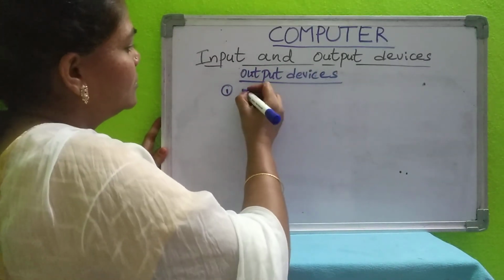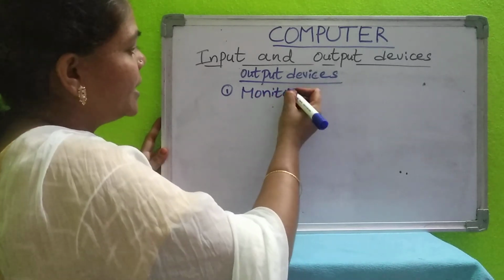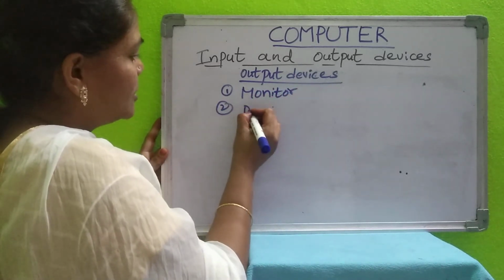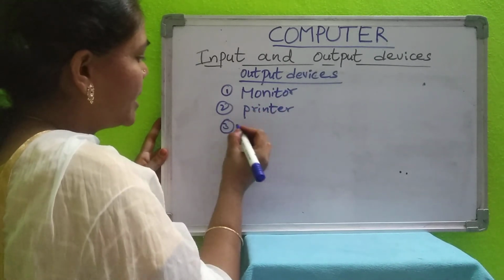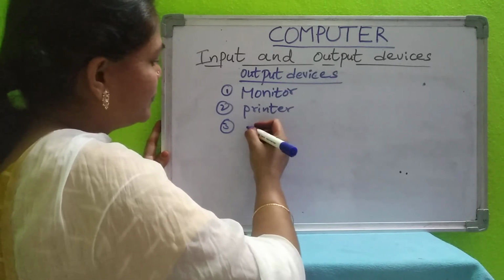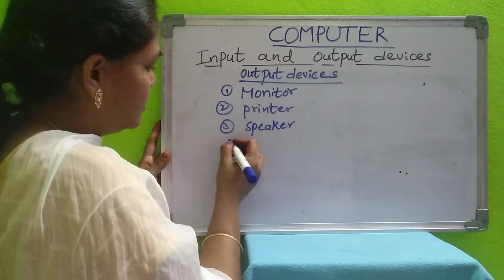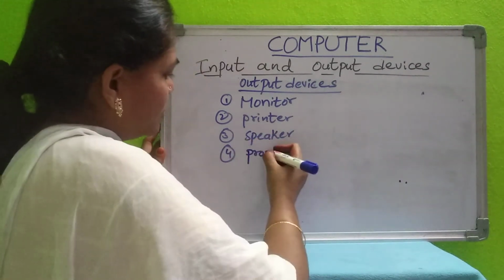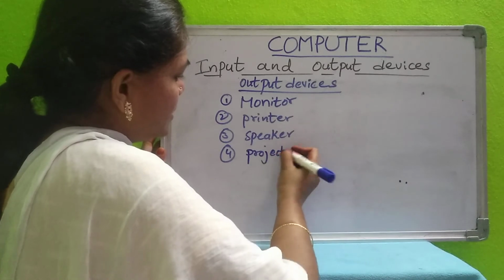What are the output devices? Monitor. In this monitor we have CRT and TFT. Next one is printer. In this printer we have three types: dot matrix, inkjet, laser. Next one is speakers. To get louder volume we will use speakers. Then the projector. This is used in DG labs, for conferences and for seminars.